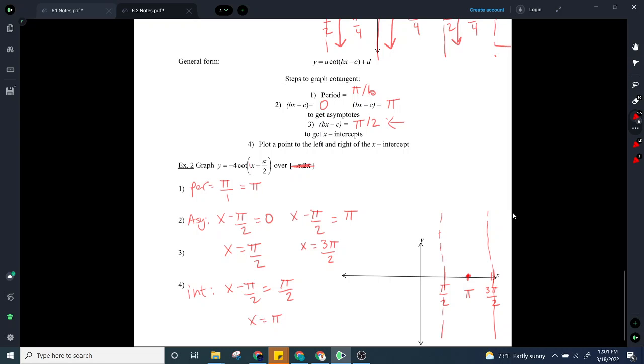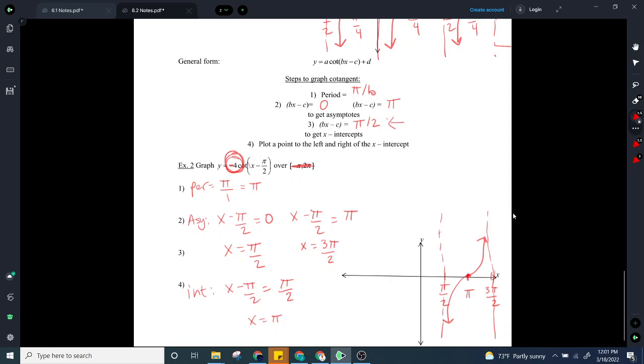So normally the cotangent graph, and pay attention to this part, goes up on the left, down on the right. However, this one has something a little bit different. Notice that there's a negative in the front. When there's a negative in the front, it reflects it over the x-axis. So whereas the normal cotangent graph would go up on the left, down on the right, this one's actually going to look more like the tangent. It's going to go up on the right, down on the left. Make a note that that's because of this negative sign in front of the a value. That's the reason that's there. So we're going to follow that pattern. Let's get the rest of them.